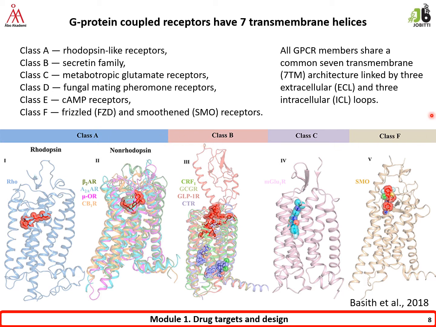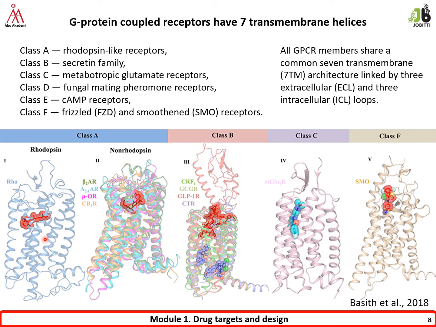All GPCR members share a common 7 transmembrane architecture linked by 3 extracellular and 3 intracellular loops. Different classes of GPCRs have low sequence identity and possess different extracellular and terminal domains and diverse ligand binding pockets.